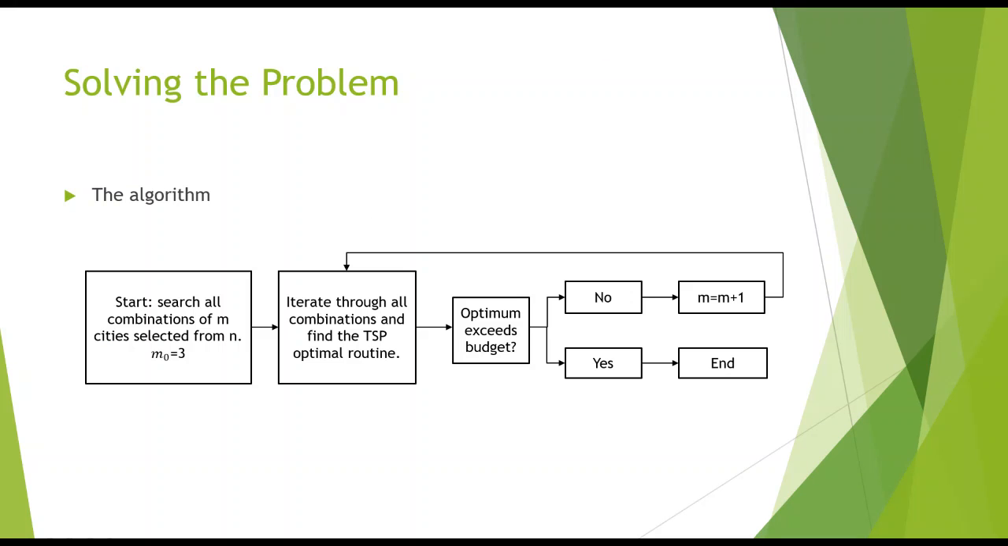The algorithm for solving the problem is as follows. Firstly, I pick M cities from N cities and get all the combinations of these M cities, starting from M equals 3. Then I run the TSP solver for each combination and record all the optimum results. The minimum value of all the optimal results will be the final value to be compared with my budget. If the value doesn't exceed my budget, I will increase the number of cities M by 1, then run the process again.